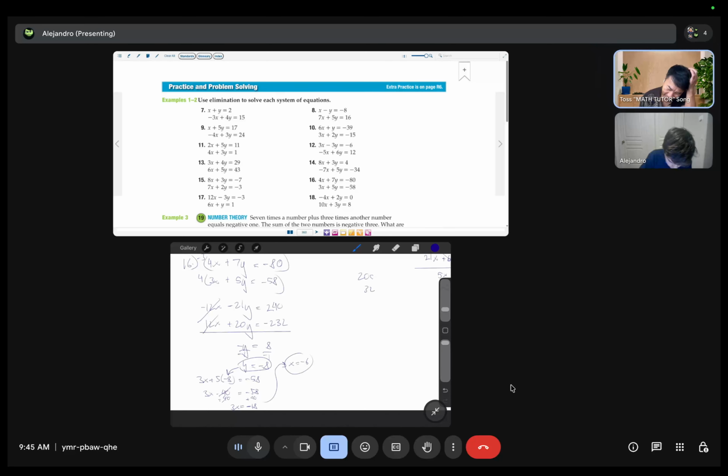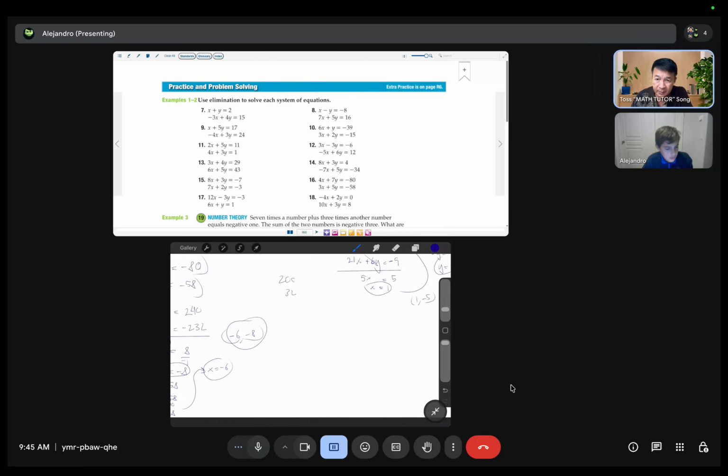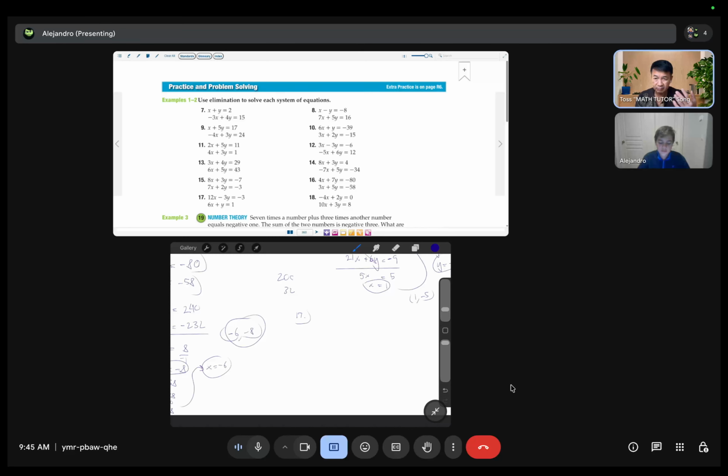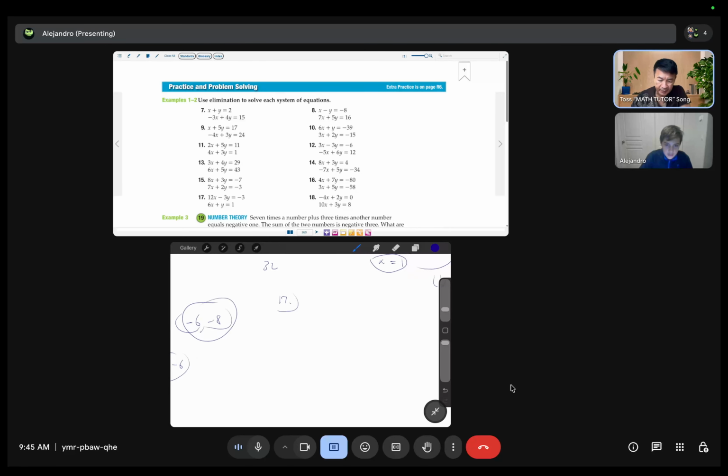Wait, we got x and y. We're doing this too much. So the answer is negative 6 comma negative 8, if you write the coordinate form. They're really making you practice the elimination method entirely, and you're getting the answers everywhere. So it's okay, that's fine. All right, 17. What do you think?